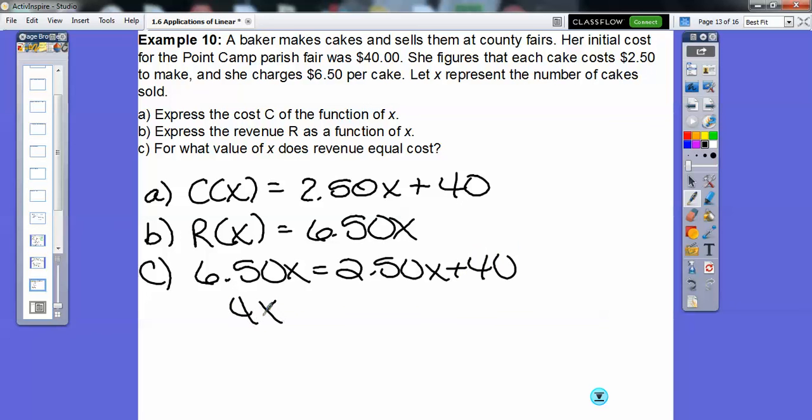So we get 4x equals 40. So if she sells 10 cakes, she breaks even. Anything above that would be a profit. I'm just kind of thinking our money system should go up like 100 cents instead of like 50 or something, you know, so I don't have to convert it.